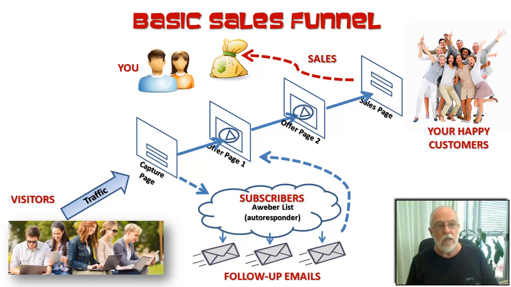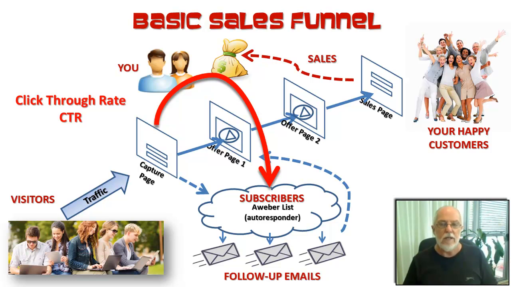So the thing that we're going to measure about this particular sales funnel, and there's a lot of metrics that you can do with this, but the number one is what's called the click-through rate. Now the click-through rate is very easy to work out. Let's say that you have 100 people visiting your web page, and let's say 15 decide to enter their name and email address and pop into your Aweber autoresponder. So it's 15 divided by 100, which is 15%.